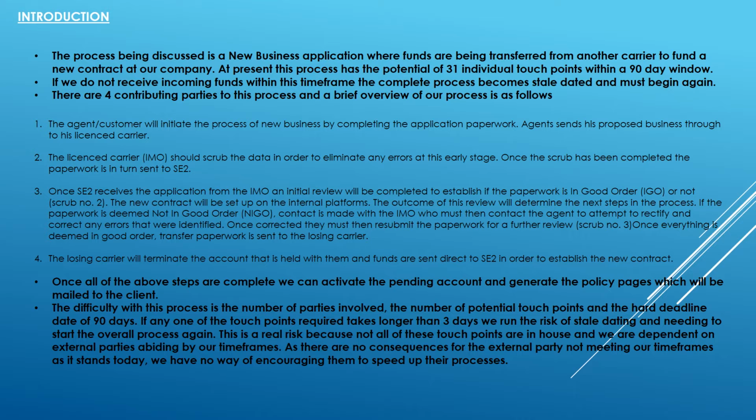All business written by any agent has to come back through the IMO to make sure that the data is correct. It goes through what's known in the industry as a scrub. A scrub is just a review of all data to make sure that there are no errors at this early stage. Once the scrub has been completed, the paperwork is then sent to SE2. Once SE2 receives the application from the IMO, they will do another initial review. This would be scrub number 2.